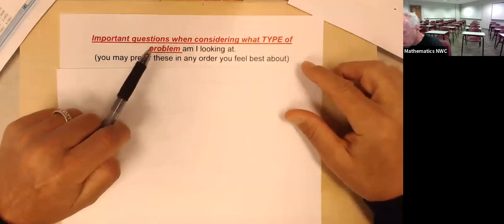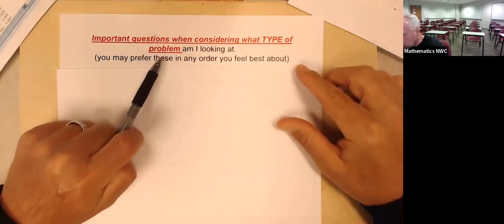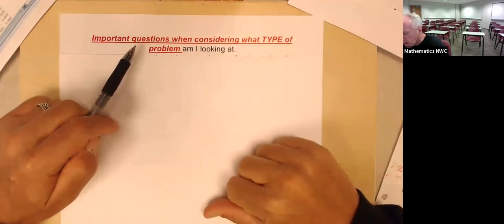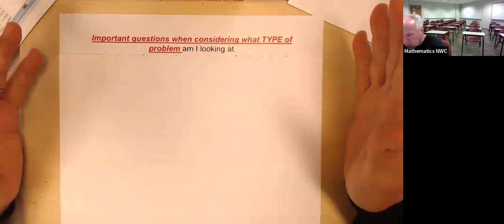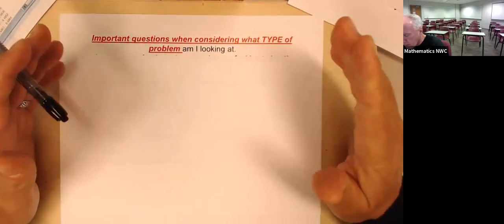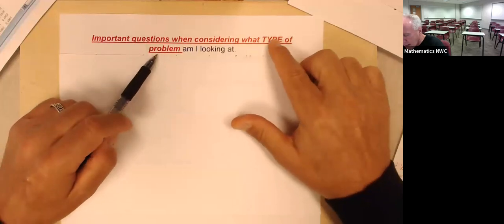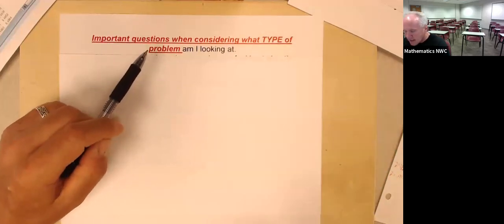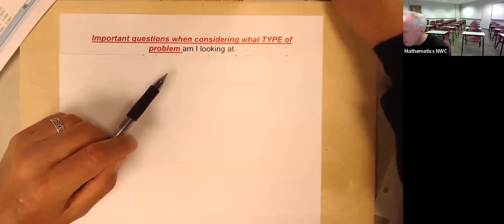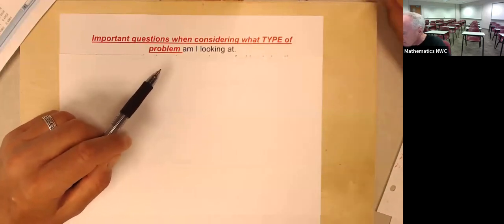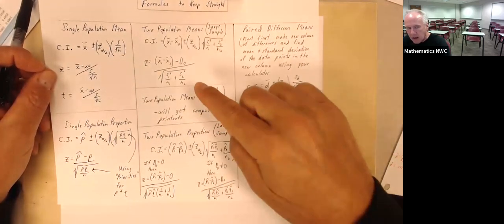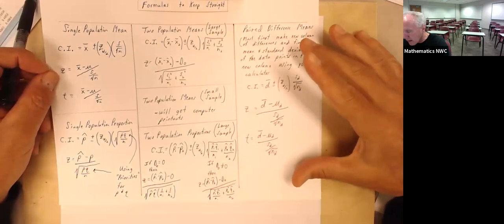Here are some what I would consider important questions when considering what type of problem am I looking at. One of your biggest challenges on your test is you're going to get all of these types of confidence intervals and hypothesis testing scrambled through each other. You've got to be able to read a problem and know what type am I looking at. Because if you know what type you're looking at, then it's pretty easy to go back to all these formulas and plug them in.